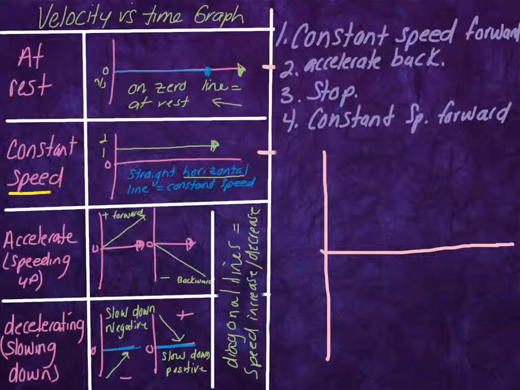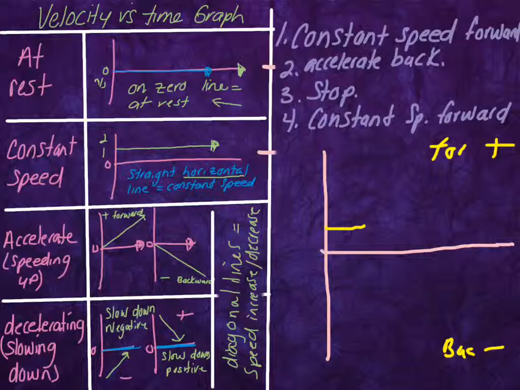So what does a constant speed look like? Well, if I look over here in my notes, I see that it says constant speed. So if I'm going constant speed forward, this is positive, this is negative, forward is positive. That's a 4, and let's just say that's B-A-C-K for back. So constant speed should be a flat line like that. So I'm going to draw a flat line, constant speed forward.